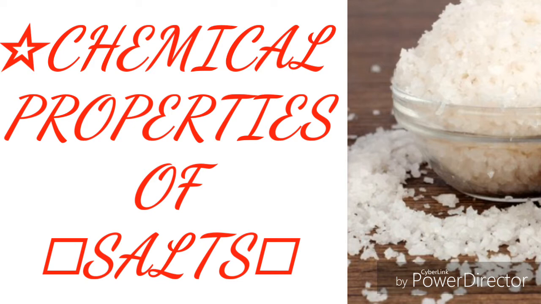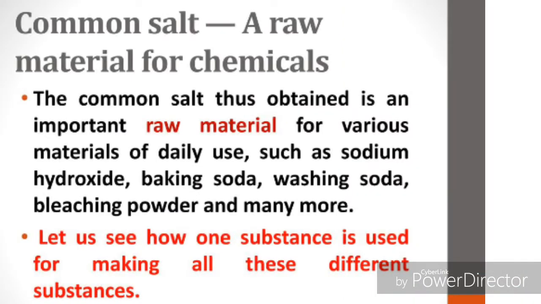Now let us learn about the chemical properties of salts. Common salt, sodium chloride, is used as raw material for the extraction of some chemicals. The common salt sodium chloride, which is obtained from seawater by evaporation, is a valuable raw material for the extraction of some chemicals of daily use such as sodium hydroxide, baking soda, washing soda, bleaching powder and many more chemicals.